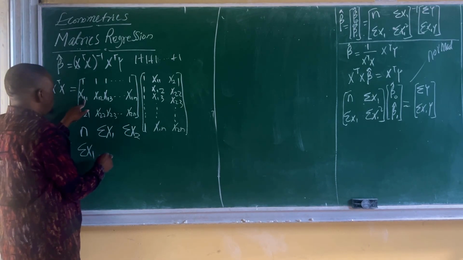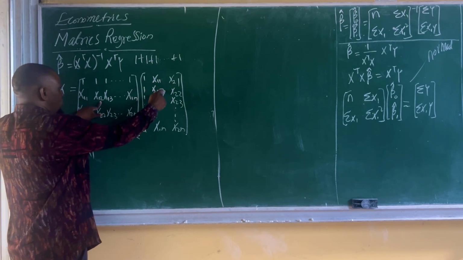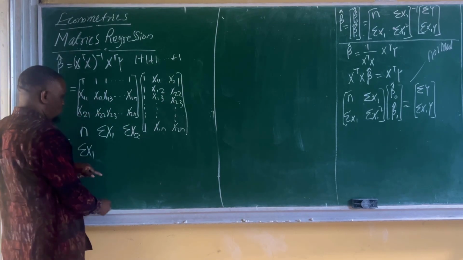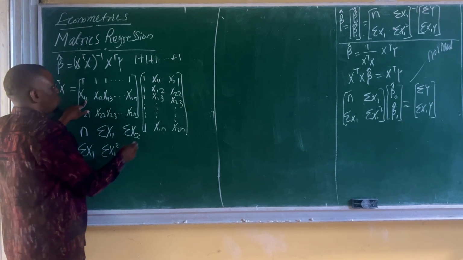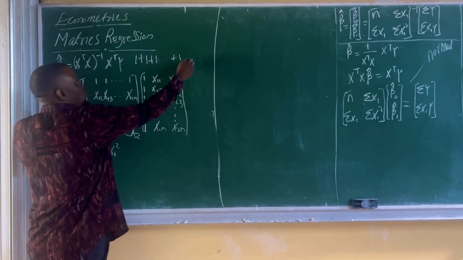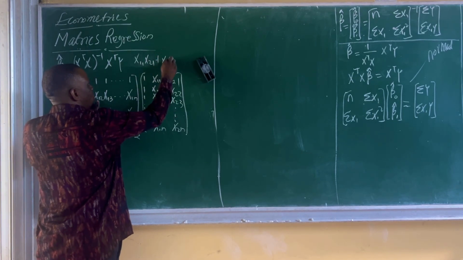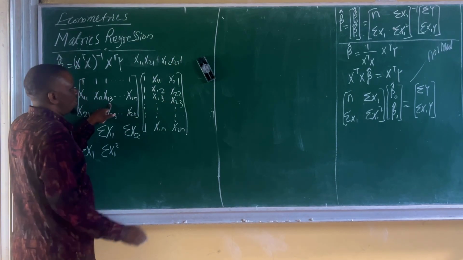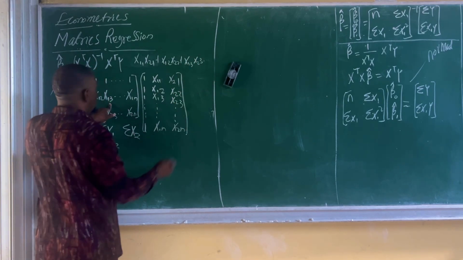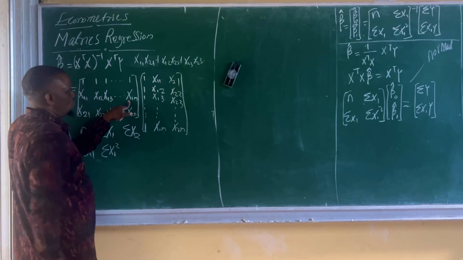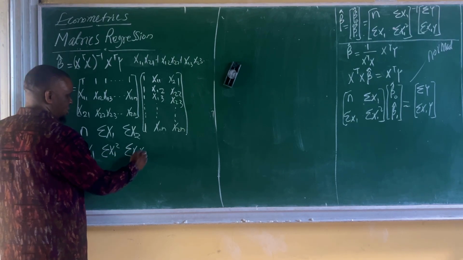That's equal to the summation of x1. By the time we multiply this by this, this times this is the square of this, and so on for each term, so that we will have summation of x1 squared. And then x11 times x21 will be x11 x21, x12 times x22 will be x12 x22, plus x13 times x23 will be x13 x23. It will continue like that to x1n times x2n, which is x1n x2n. So at the end of the day, we'll have summation of x1 x2.